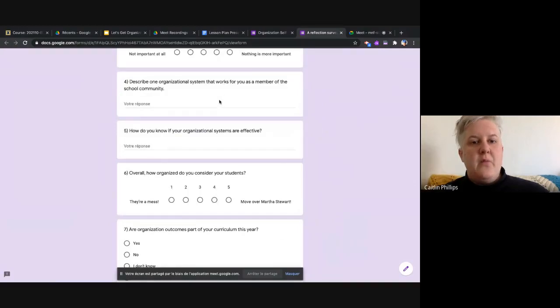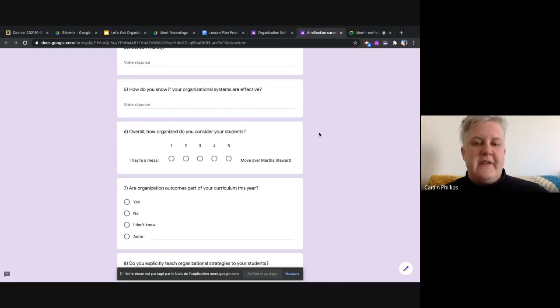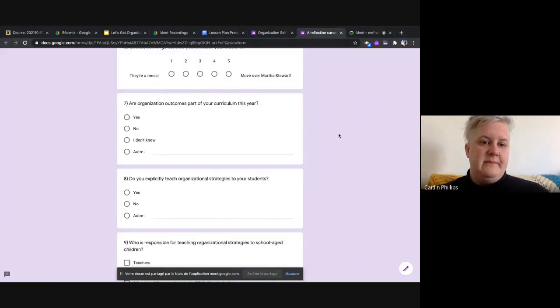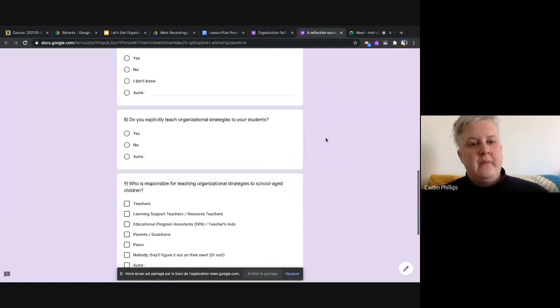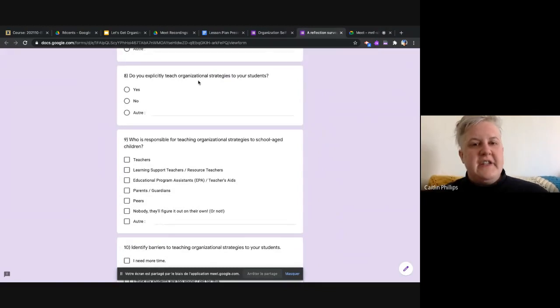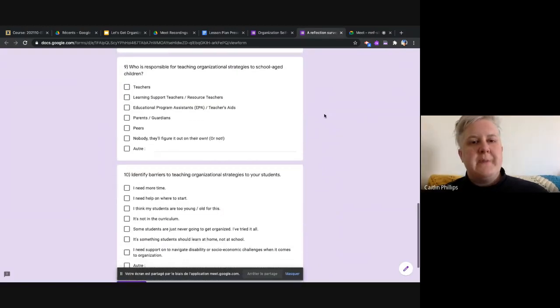Number 4, describe one organizational system that works for you as a member of the school community. Number 5, how do you know if your organizational systems are effective? Number 6, overall, how organized do you consider your students? 1, they're a mess. 5, move over Martha Stewart. Number 7, are organization outcomes part of your curriculum this year? Yes, no, I don't know, or other. Number 8, do you explicitly teach organizational strategies to your students? Yes, no, or other.